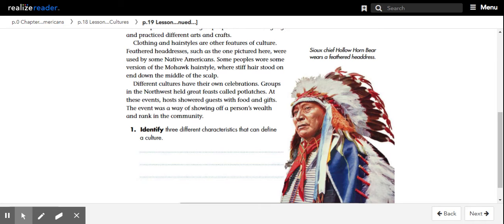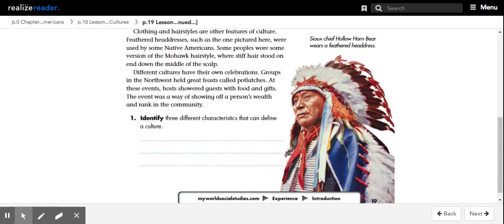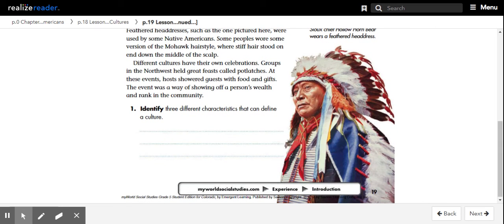Different cultures have their own celebrations. Groups in the Northwest held great feasts called potlatches. At these events, hosts showered guests with food and gifts. The event was a way of showing off a person's wealth and rank in the community.